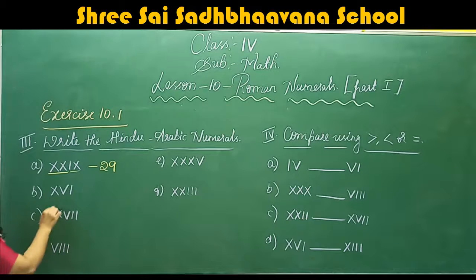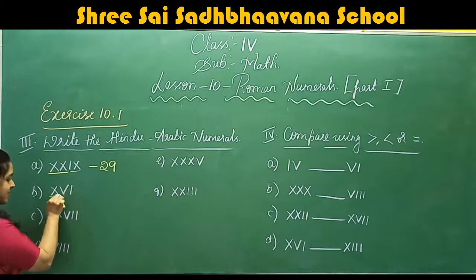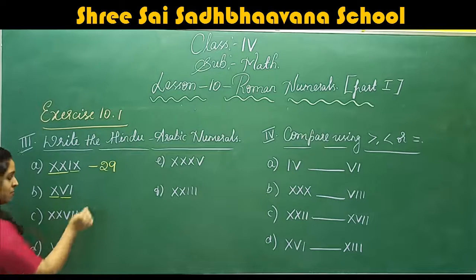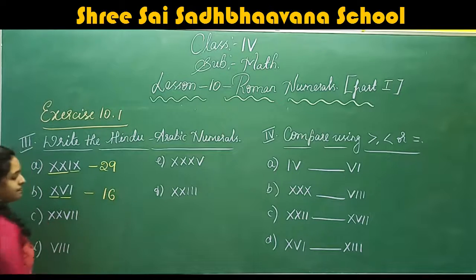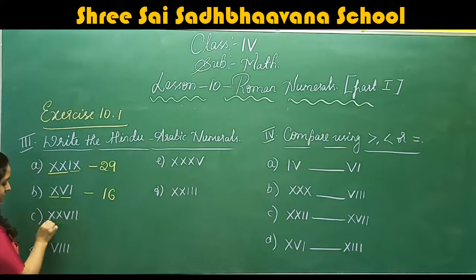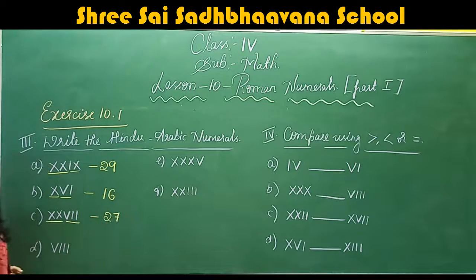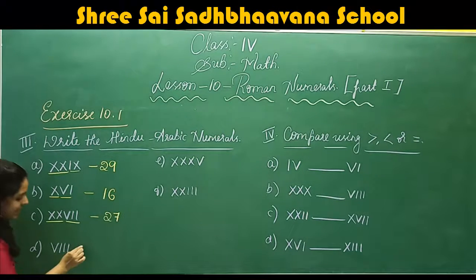29. Okay. Next. XVI. So X is nothing but 10. VI is nothing but 6. 10 plus 6. How much? 16. Okay. Next. XXVII. XX is nothing but 20. VII is nothing but 7. So what is the answer? 27. Okay. Next. VIII. So V is nothing but 5. III is nothing but 3. 5 plus 3 comes to 8.